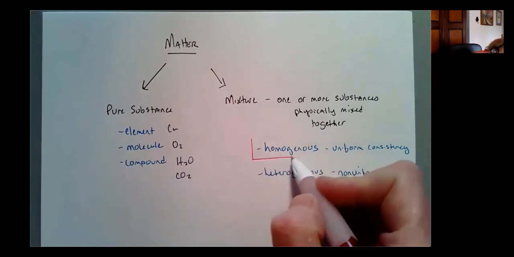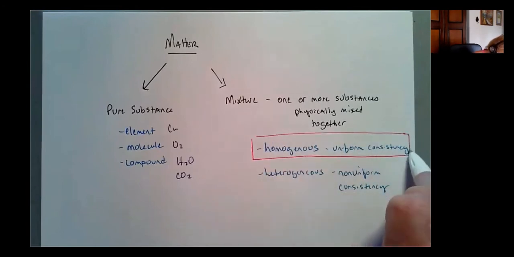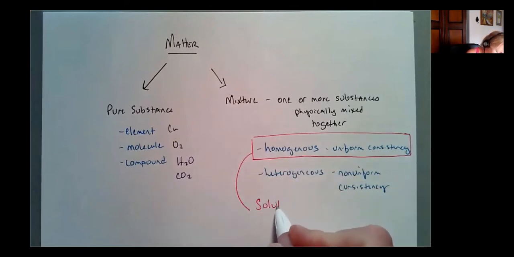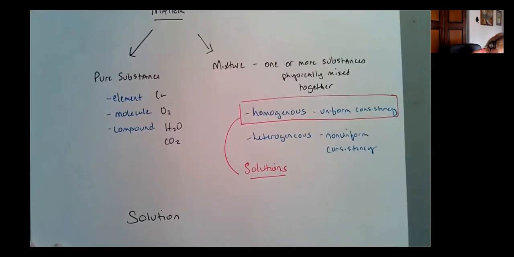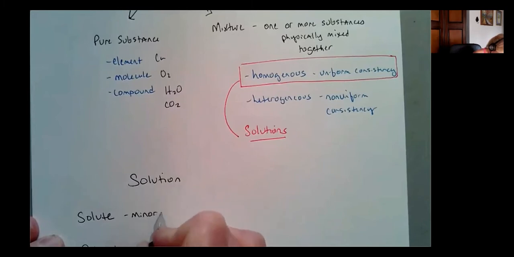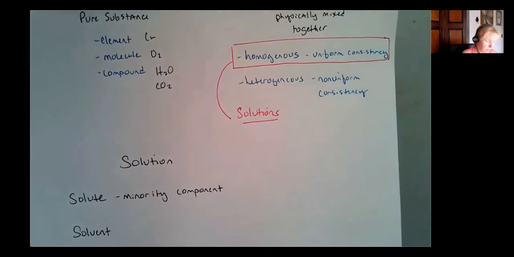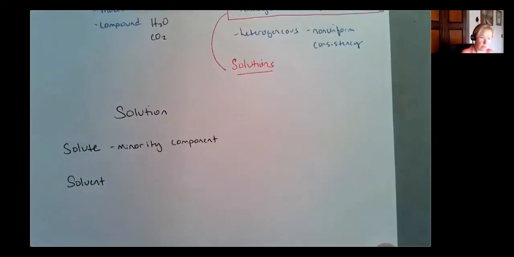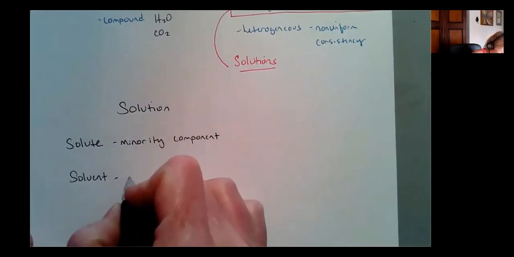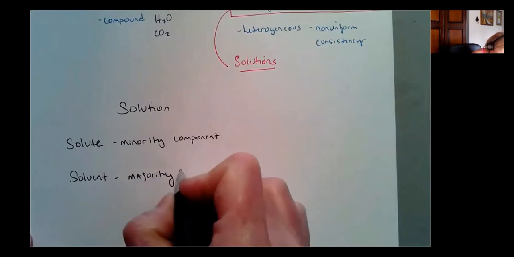A homogeneous mixture we have another name for, because we use these an awful lot in chemistry. We call these solutions. So a solution is a homogeneous mixture. There are 2 components of a solution: the solute and the solvent. The solute is the minority component, what's in the least amount. So the solute might be sodium chloride, table salt. When you add it to water, where there's a lot more water than sodium chloride, the water is your solvent because that's your majority component.